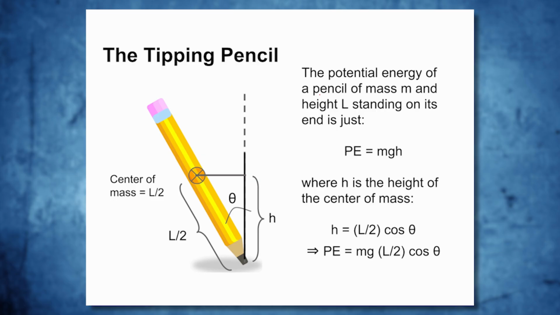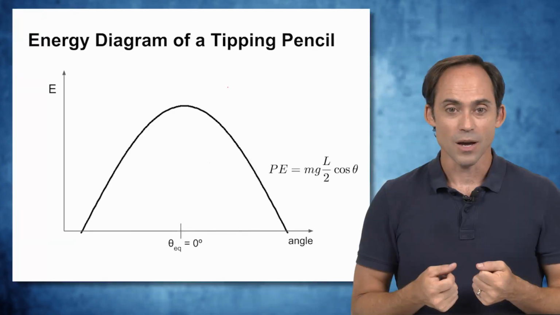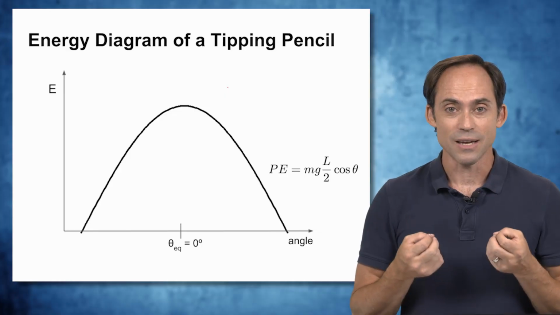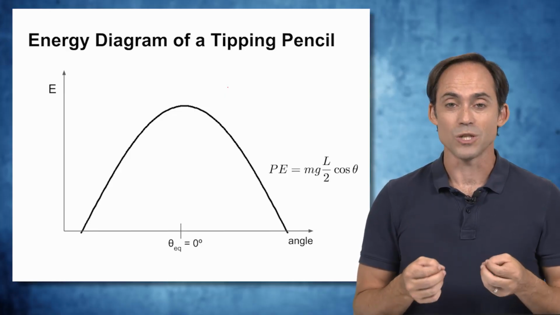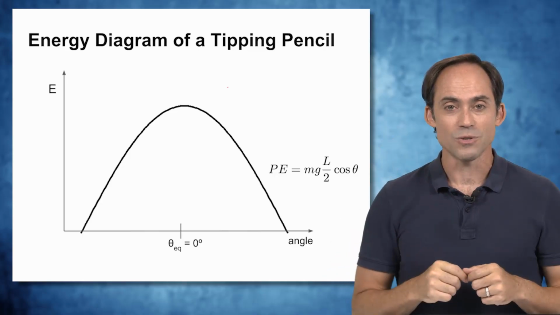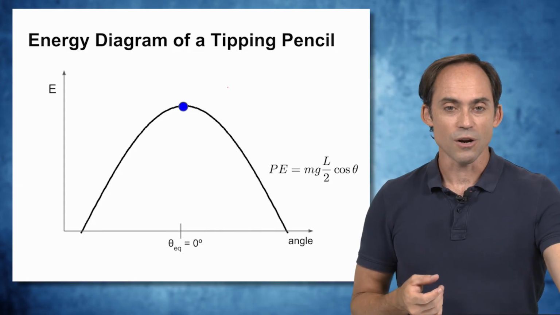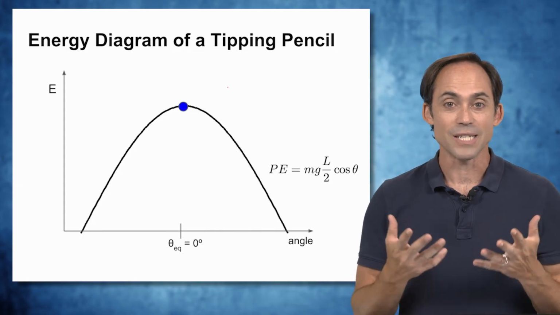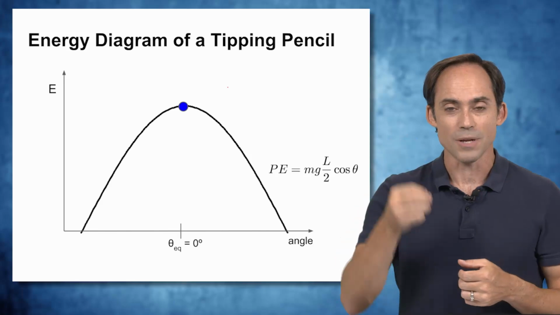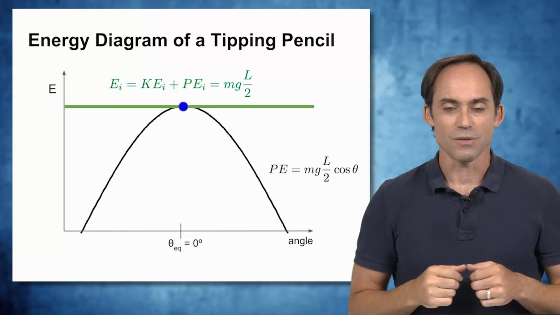And if we then draw a potential energy diagram, an energy diagram of this, this is what that diagram looks like. We have a maximum at the equilibrium point, which is the point where it's pointing straight up, but then it falls off to 0 as we go to larger angle. So if we start this object at the very tip, which is when it's standing straight up and it's got its maximum potential energy, that sets the total energy of the system.